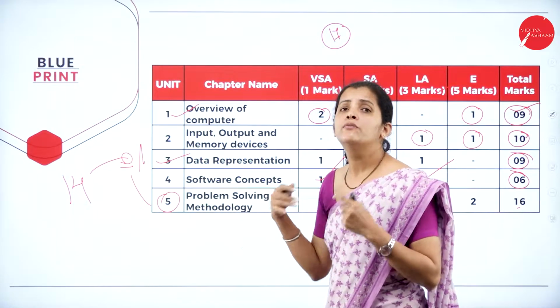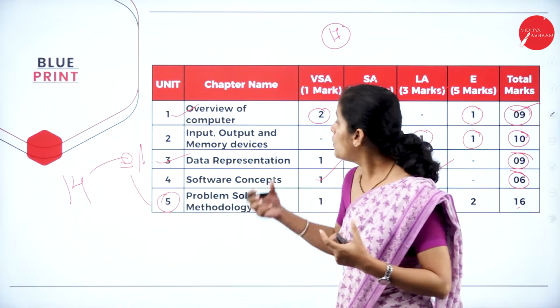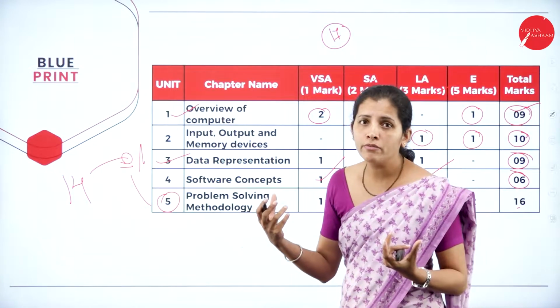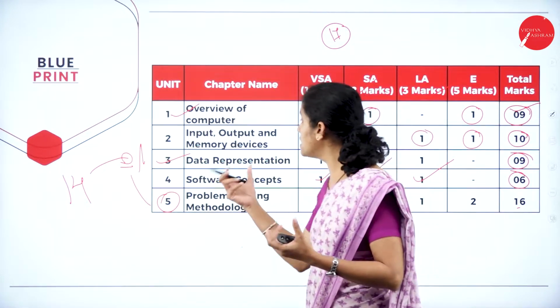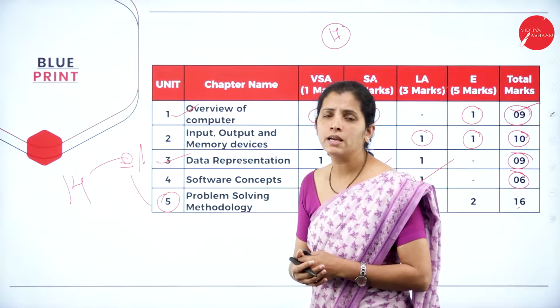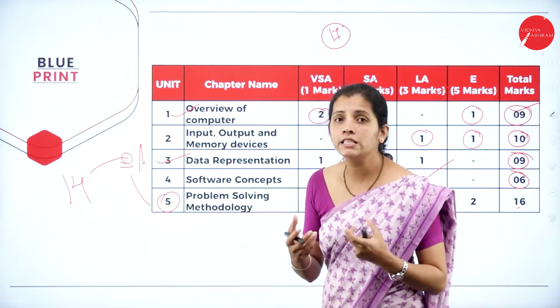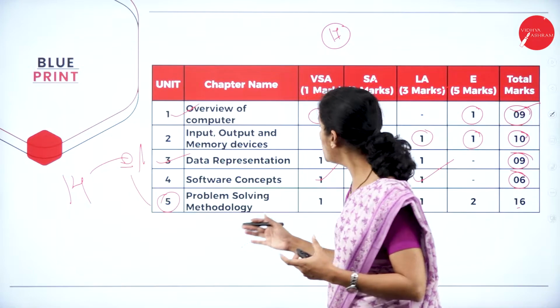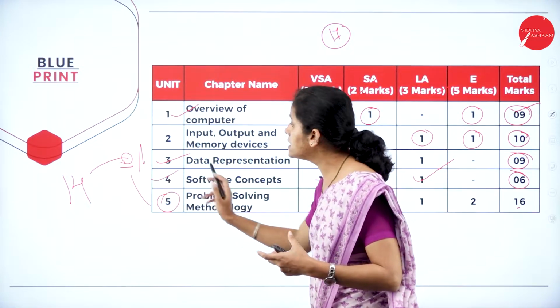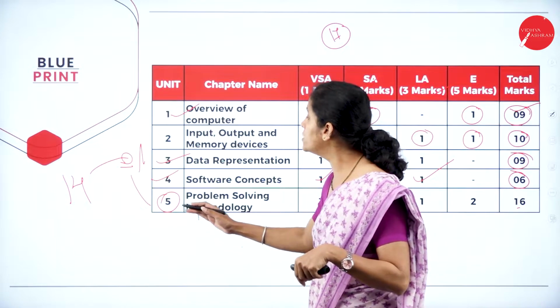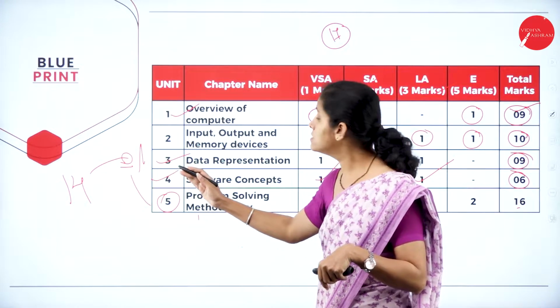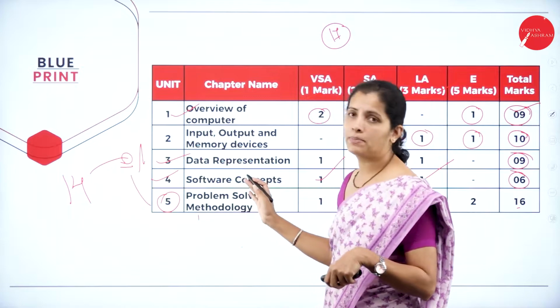Chapter 4 is fully theory: what is software, types of software, the job of the operating system, etc. These are the topics that come under the software concept, and it is a fully theory chapter. To score 6 marks under this chapter is very easy, so I insist all the students focus and study this chapter.